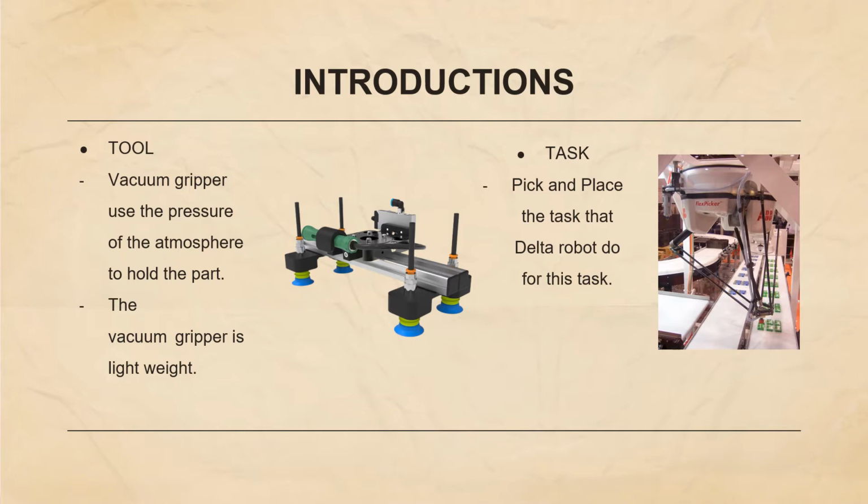Next, the task that we chose for this assessment is pick and place. The Delta robot will pick the electronic component at the first conveyor, then it will place it at the next conveyor.